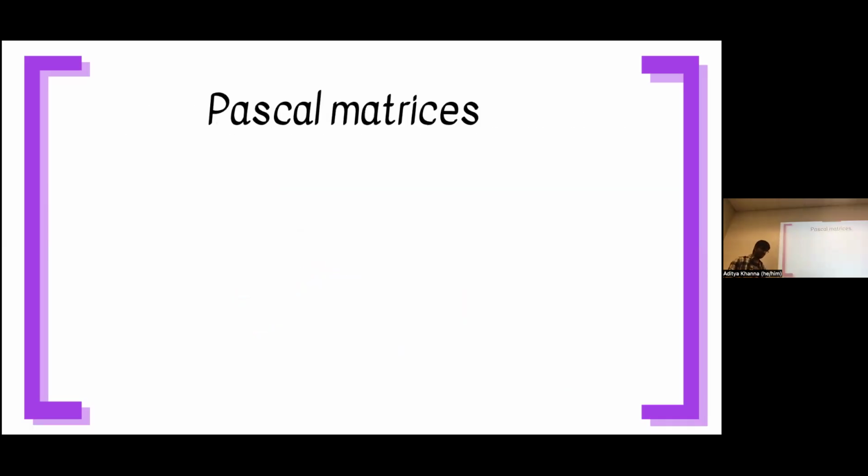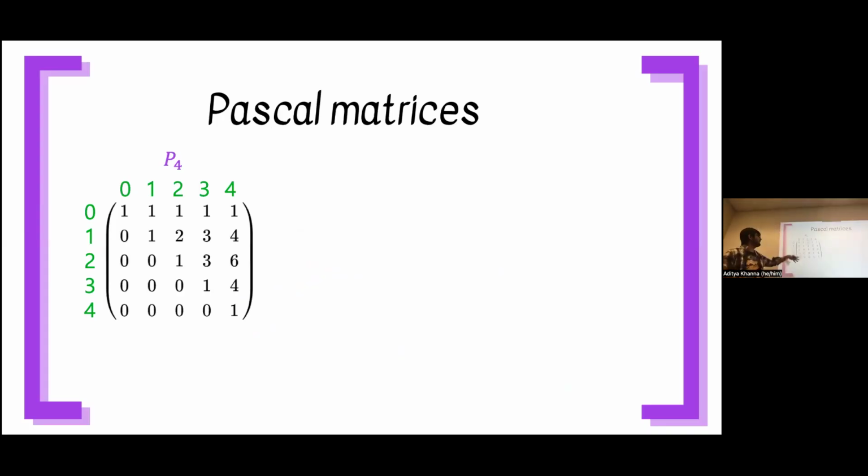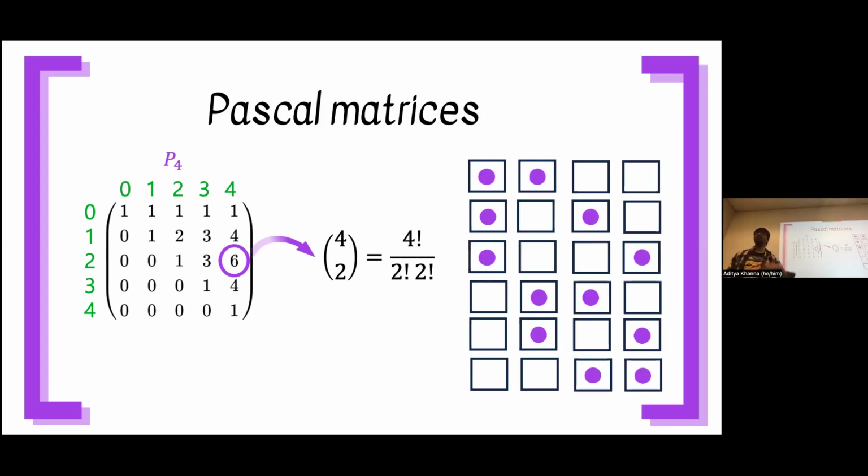A very famous example is Pascal matrices. You know what these are. I have this 5 by 5 matrix, and the entries of these are binomial coefficients, and you know how to compute them. I get a 6, then I do column choose 2, which is column choose row. So this is 4 choose 2. That's the algebraic way to compute it. But these are counting some objects. What are they counting? They're counting the number of ways to fill 4 boxes with 2 identical balls. All of these have a weight of 1.